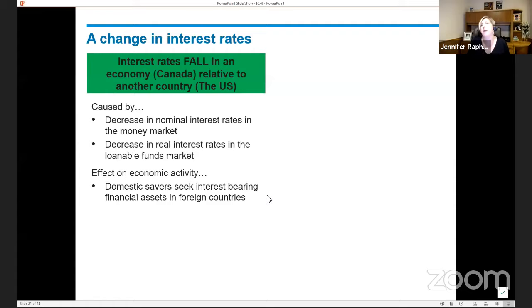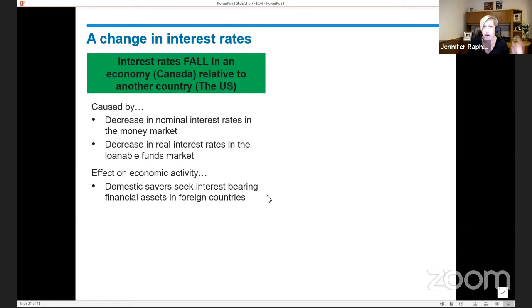So think about it this way. If you can save your money in the bank for 5% in your own country, or you can save your money in a bank in a foreign country and earn 10%, where are you going to want to save your money? As a saver, you seek the highest rate of return on your savings. So all else equal, when interest rates in a domestic economy fall, we want to buy financial assets or interest-bearing assets in other countries.